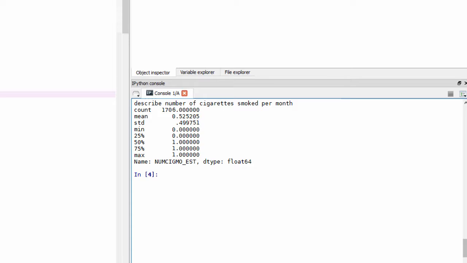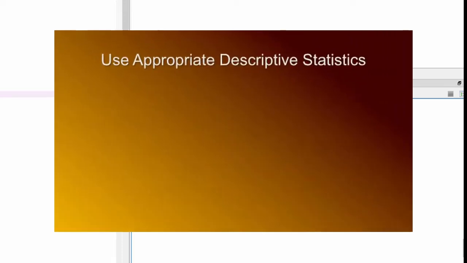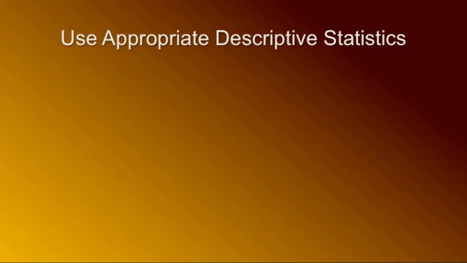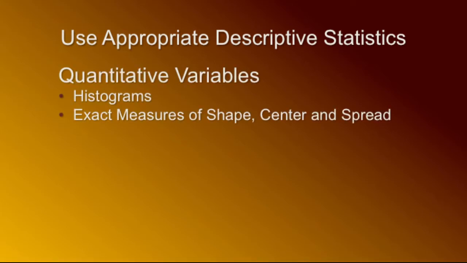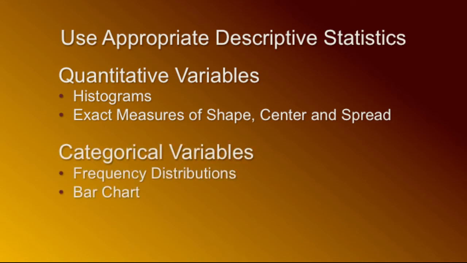If you'll recall, the nicotine dependence variable is represented with dummy codes. That is, yes is indicated with a 1 and no indicated with a 0. As you can see here, we've got a standard deviation based on dummy codes of 1 and 0. Further, percentiles are listed representing yeses and nos rather than actual quantities. So again, it's very important to remember to use the appropriate descriptive statistics for both quantitative and categorical variables. For quantitative variables, it's best to examine histograms and then to supplement these with exact measures of shape, center, and spread. Categorical variables can often be described well with frequency distributions or with a bar chart.